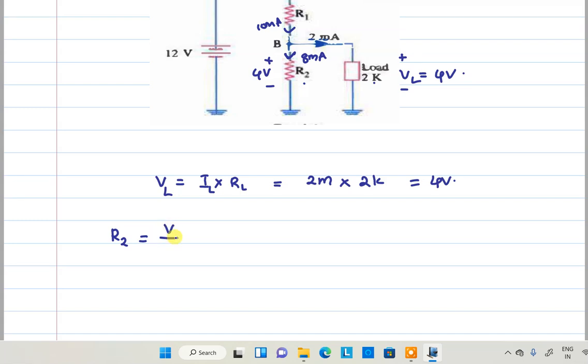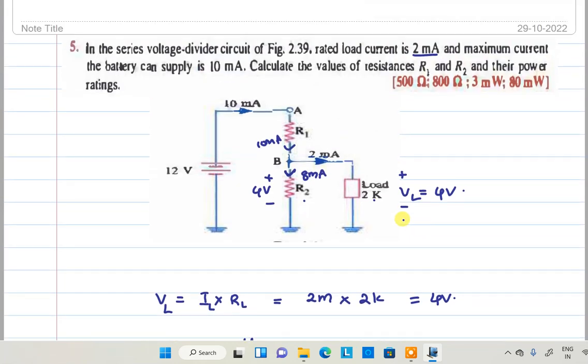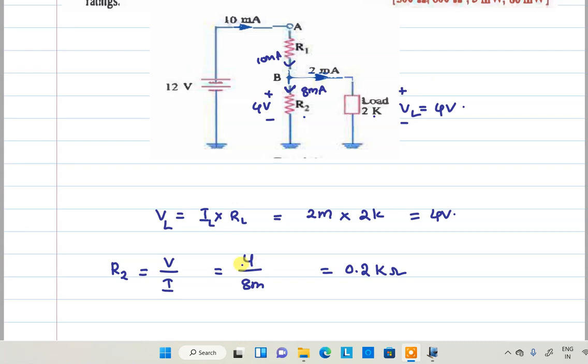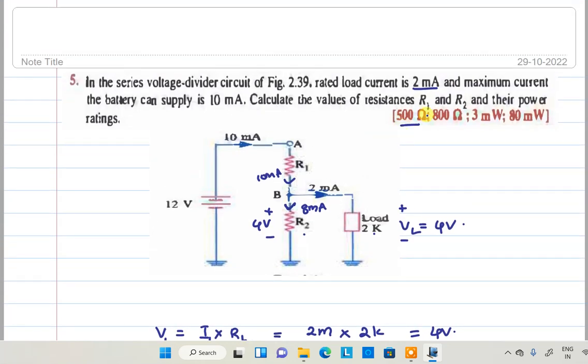What is V by I? V is equal to 4, I is equal to 8 milliamperes. That means 4 by 8, that is 0.5 kilo ohms. With milli as 10 power minus 3 on top and kilo as 10 power 3, that will be equivalent to 500 ohms, right? So the answer is 500 ohms.